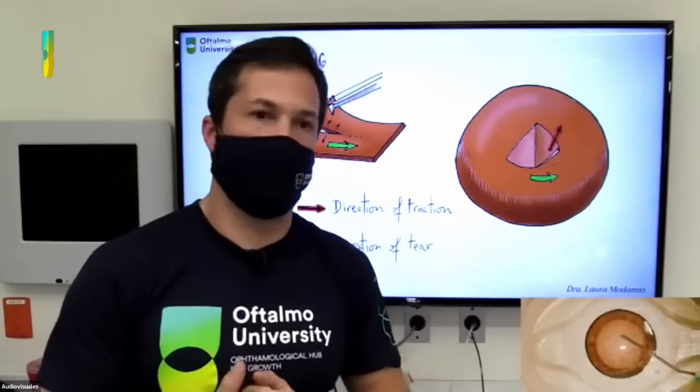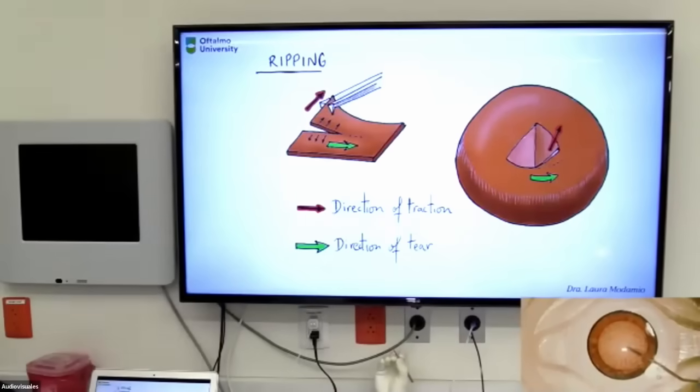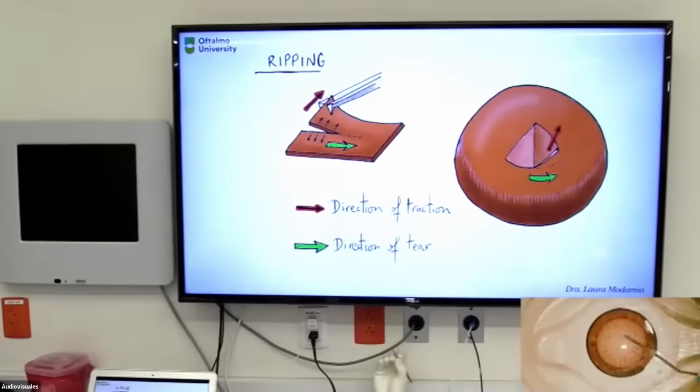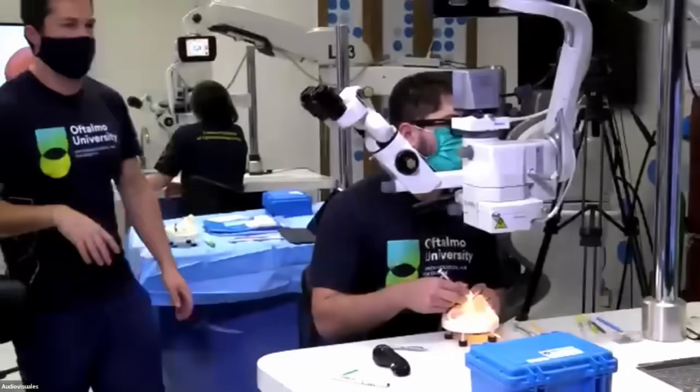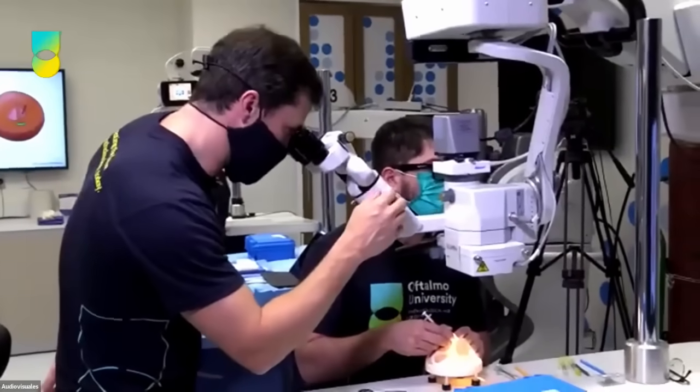Let's go to the final example of capsulorhexis, and then we're going to go to phacoemulsification. So let's see if we can see that here, because Pablo is doing an amazing job here too with the ingenuity.